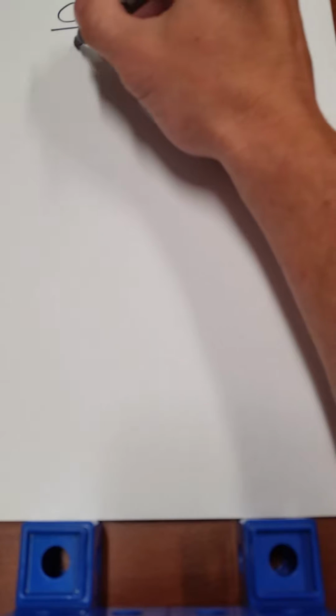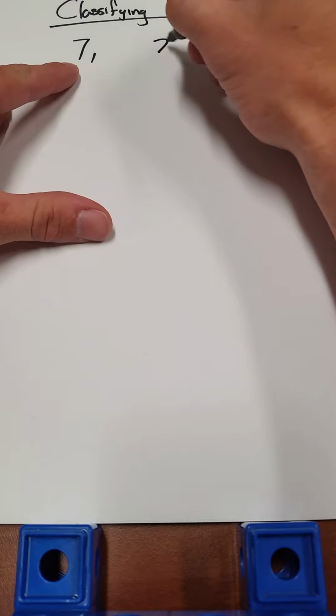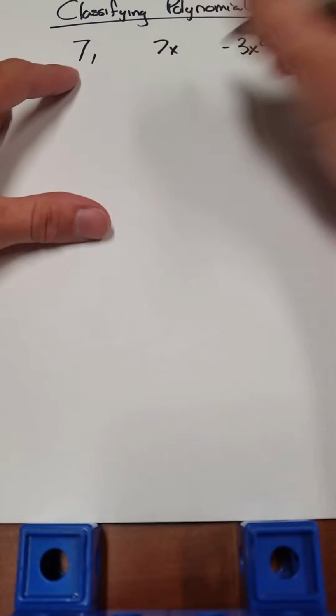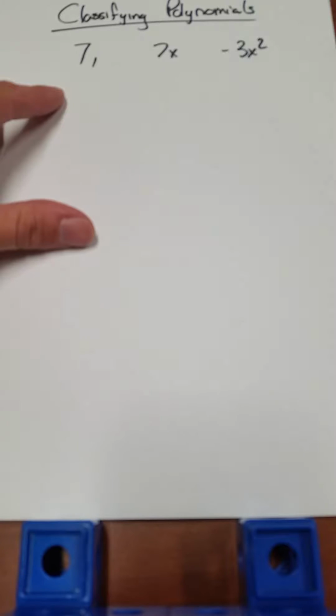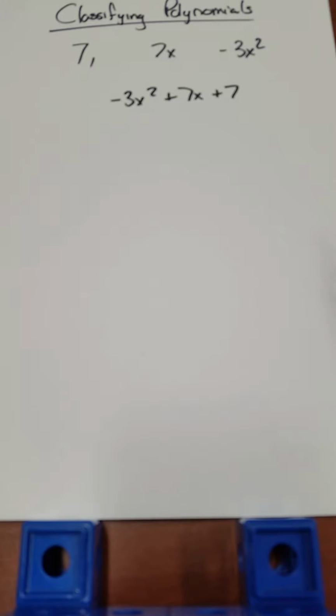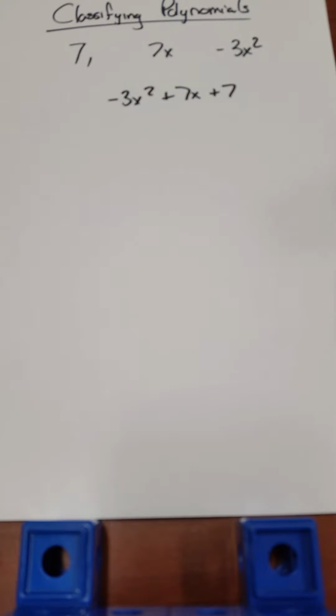So what is a polynomial? Well, a polynomial is multiple monomials. So maybe 7, that's a monomial, or 7x, or negative 3x squared. All of these are called monomials. It is just one term. So a polynomial is what happens when I put them all together. So maybe negative 3x squared plus 7x plus 7. That is a polynomial. Poly meaning many, many monomials. So these are 3 terms.